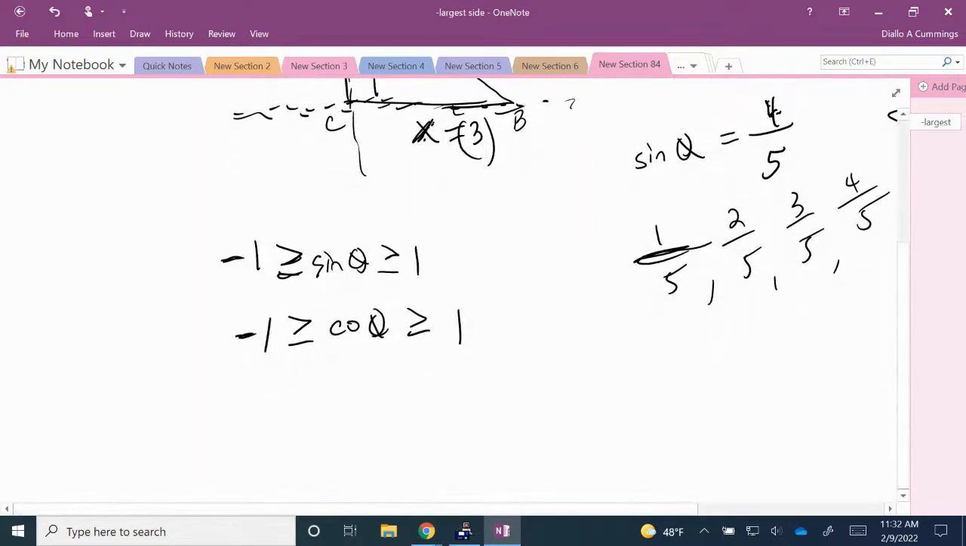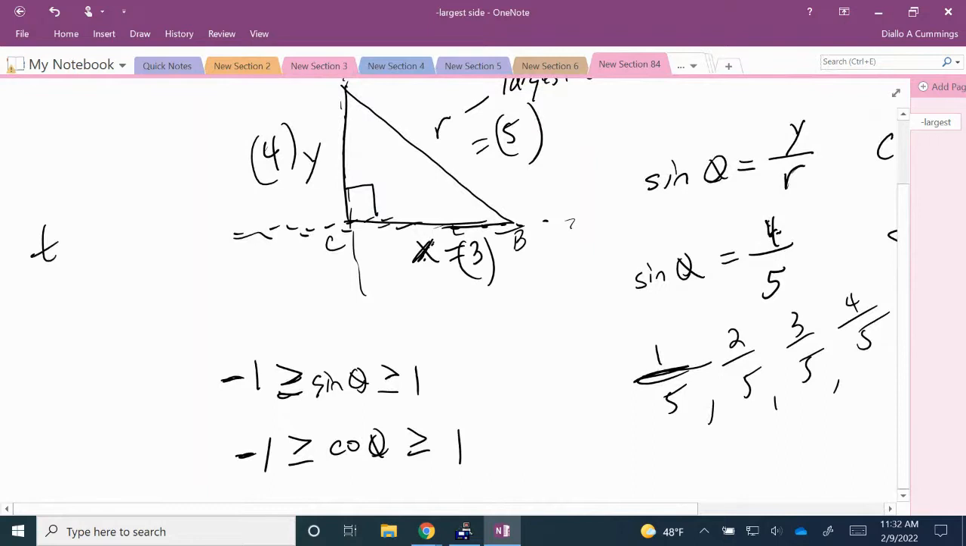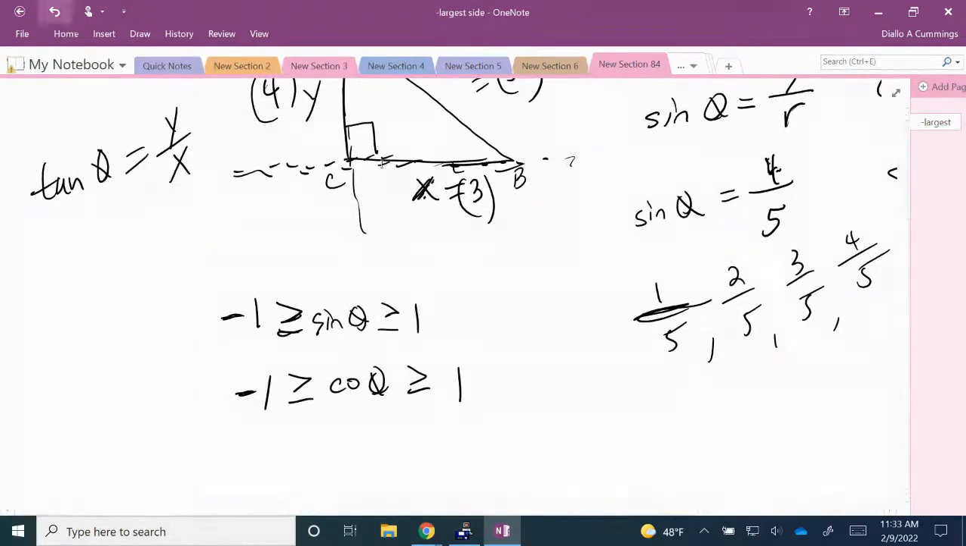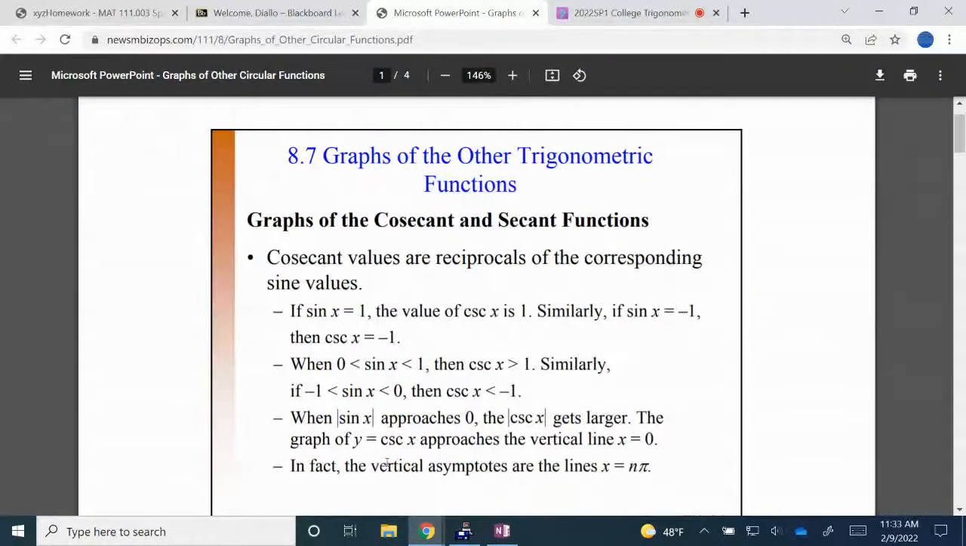Right. My tangent value, so notice that the tangent is y over x. So it doesn't matter if the numerator is bigger or the denominator is bigger. The tangent can take on any value. All right. If we look at the reciprocals, and that's what we see on the slides, I'm going to go back to our slides here.